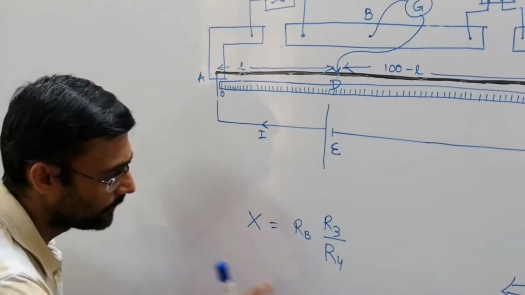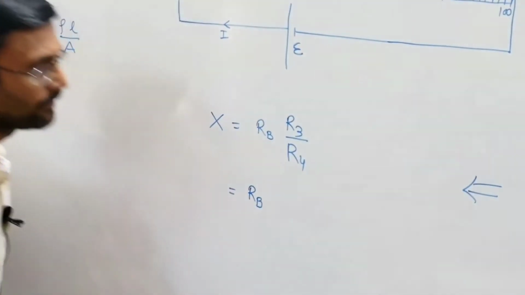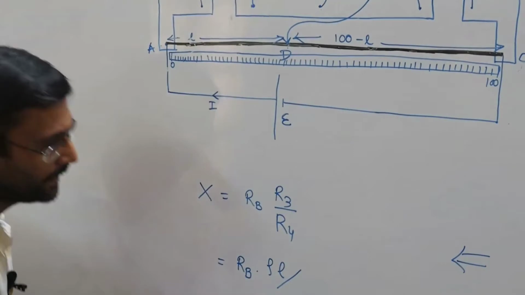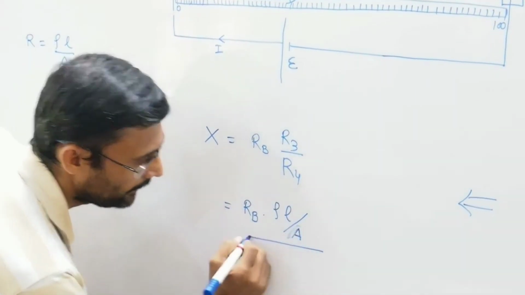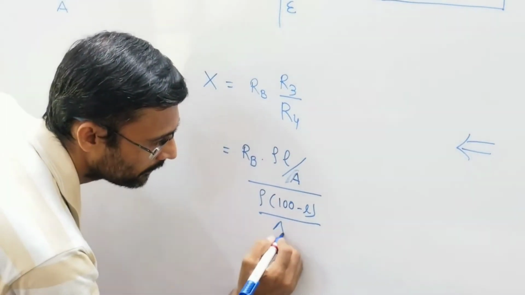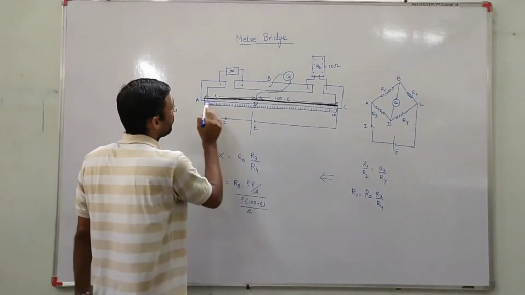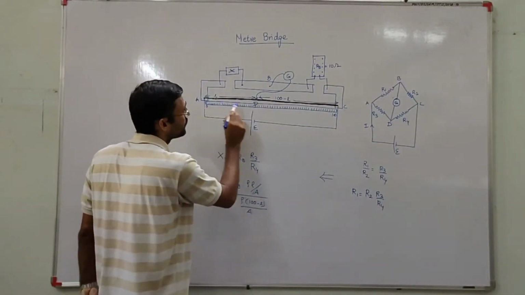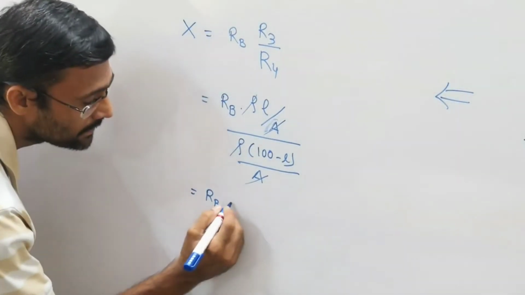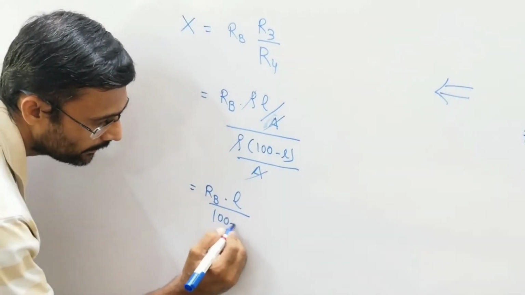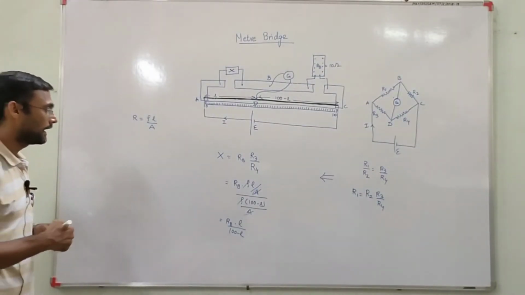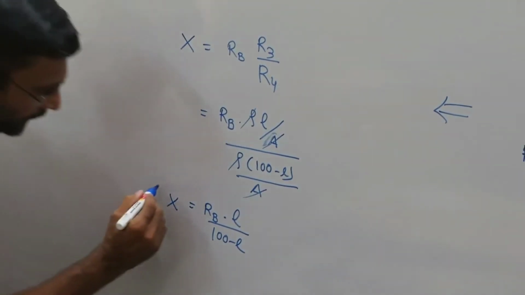Using this equation in this formula, we get X is equal to RB into, instead of R3 I will write rho L upon A, where L is the length of the wire between A and D, divided by, instead of R4, rho into 100 minus L upon A. As the resistivity of the whole wire is the same and the area of cross section is also the same, these can be neglected, and the final equation becomes X equals RB into L upon 100 minus L. So by knowing the value of L and the value of resistance box RB, we can calculate the value of X.